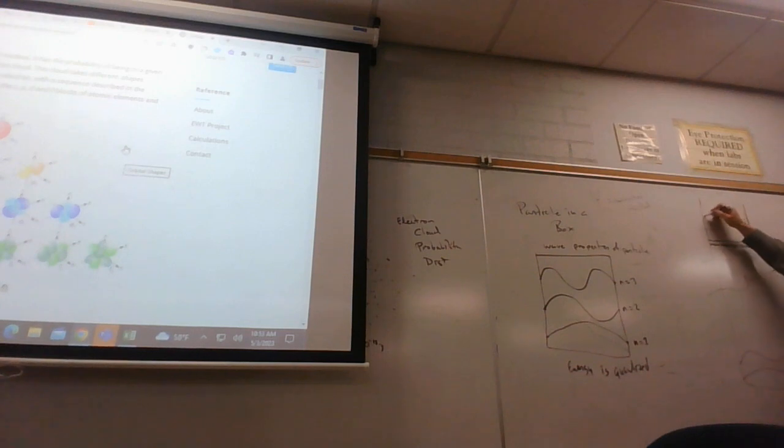1 trillion. Okay, what's the next allowed energy after 1 trillion? 1 trillion and 1. Is there going to be much difference in energy between 1 trillion and 1 trillion and 1 half wavelengths? No. And so pretty soon it's going to behave like a continuum.